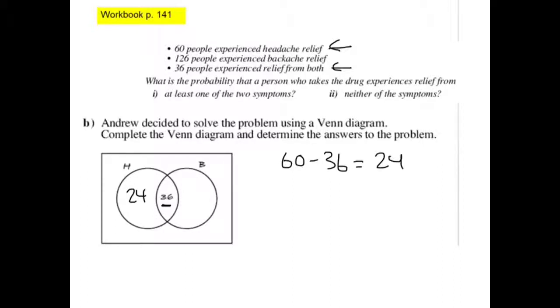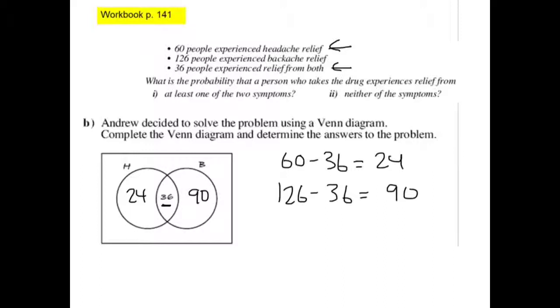On the other hand, we had 126 people who experienced backache relief, but of course 36 of those experienced relief from both, so you have to subtract those. So it's going to be 126 minus 36, which is going to give you 90. So there's 90 who got backache relief only.